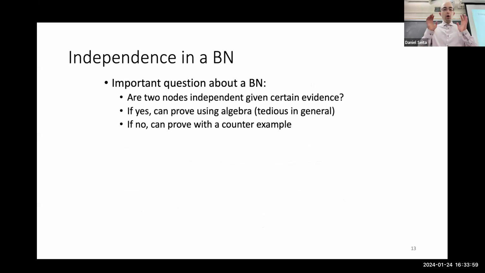All right. So in a Bayes net, if you are asking whether two nodes are independent, given some amount of evidence, if they are truly independent, then you can try to use algebra and go through all the possible combinations of X and Y, if X and Y are your random variables here. If they're not independent, you could just prove the counterexample by going through the probability table and finding values that don't make the independence definition work out.